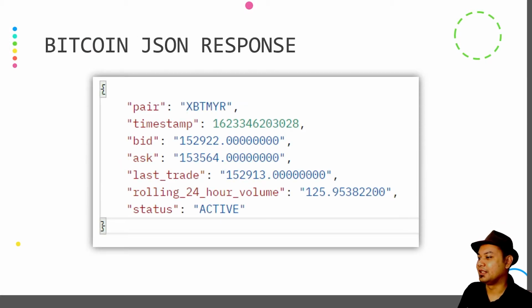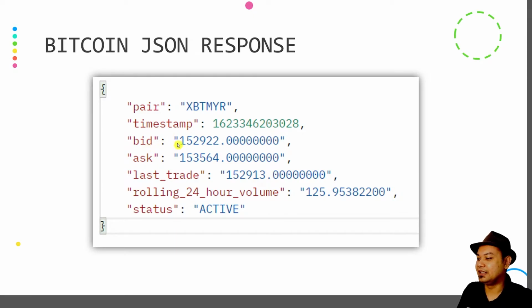This is a sample of a Bitcoin JSON response, which we can view using the Postman application. You can see the content of the JSON response. It has a pair, a Bitcoin pair with Malaysian Ringgit. XBT is the symbol for Bitcoin, MYR is the symbol for Malaysian Ringgit. Then the timestamp, to denote the currency of the data, is in Unix epoch.